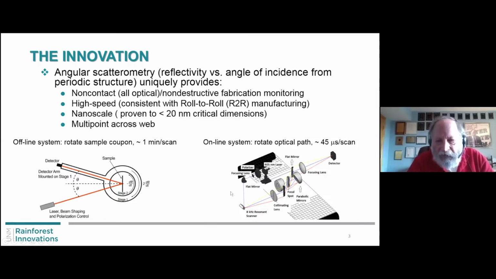We've now demonstrated an online system, which is outlined over here, where we scan the beam with this resonant scanner. If you see this lens, you see the yellow on the top and the red on the bottom. That's the angular scan. We scan up and down, and that ends up scanning across the web and giving us the angular scan. So, well, this took a minute. This takes, whatever I said it took, which I can't read, 45 microseconds.